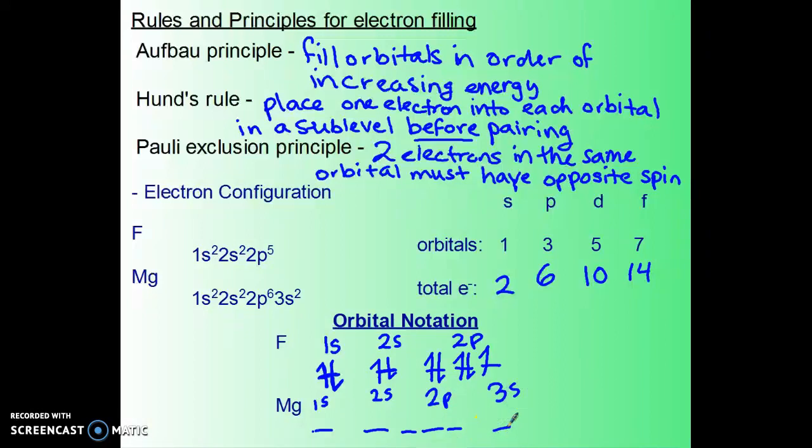Okay, so 1s is completely filled up, 2s is also filled up, then our 2p has 6 electrons in it, so that's filled up: 1, 2, 3, 4, 5, 6. And then finally I get up to my 3s, and it is also filled up with two electrons. This would be the orbital notation for magnesium.